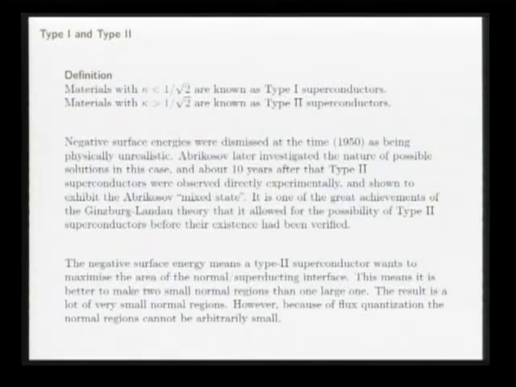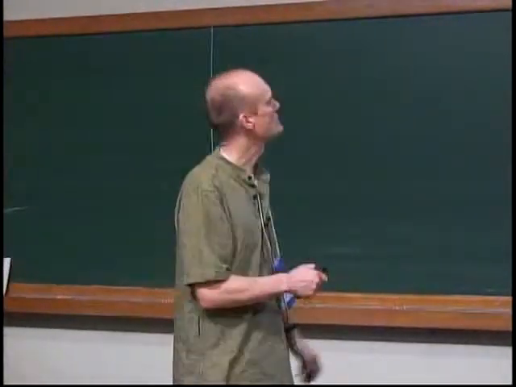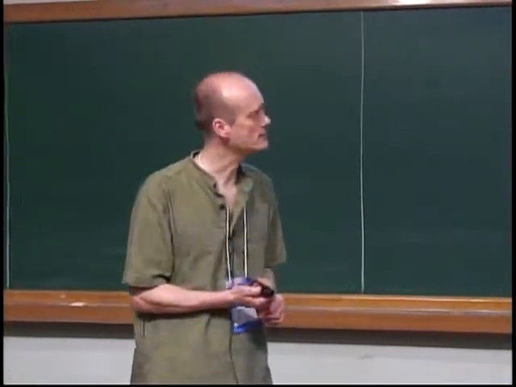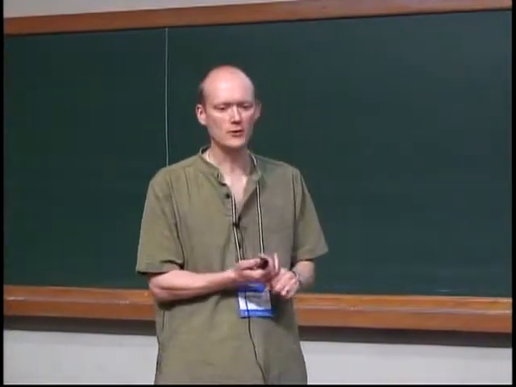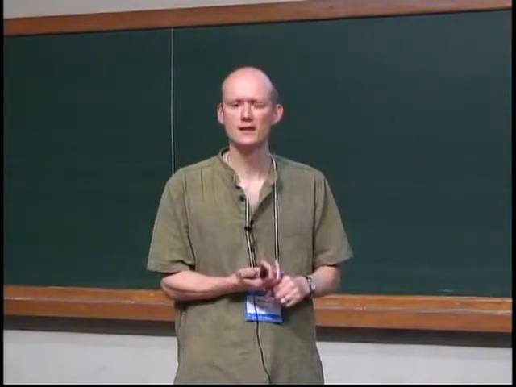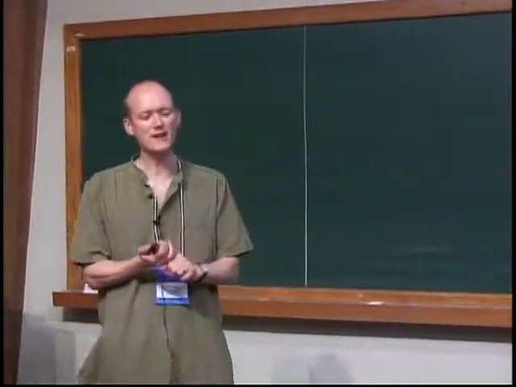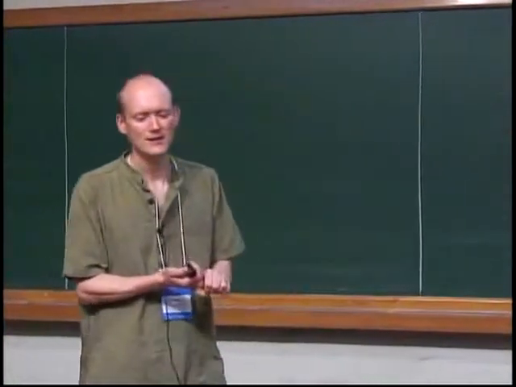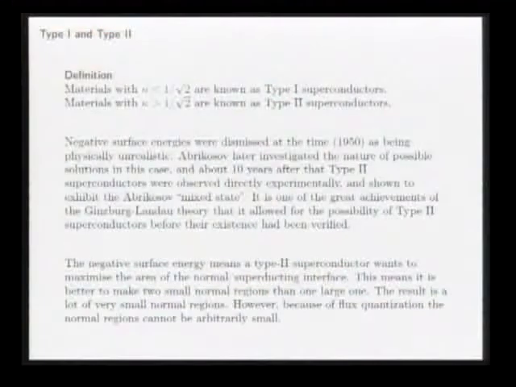So in fact, even though Ginsburg and Landau didn't acknowledge it at the time, it's one of the great successes of the theory that it allowed for type 2 superconductors about 10, 15 years before they were actually discovered and proved to exist. It seemed like it was unphysical at the time, so it seemed like it was a bad theory, but actually being able to predict something which is then later discovered is the hallmark of a very good theory. So it's one of the great successes of the theory that it predicted the existence of these type 2 superconductors.